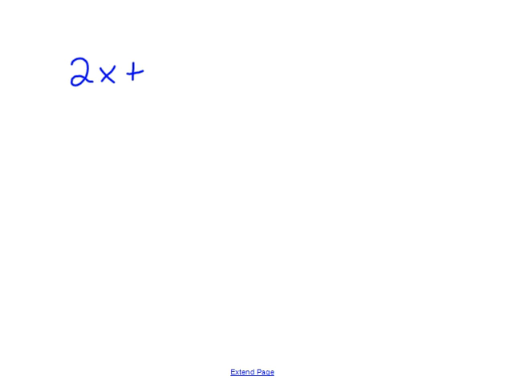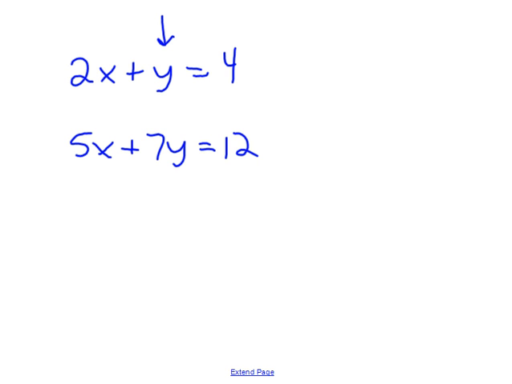This method can also be used. Let me write up another example here. 5x plus 7y equals 12. This is also a good example if one of them isn't necessarily solved for, but it has a coefficient of 1. You'll notice the y in this example has a coefficient of 1, so it would be easy to get y by itself by just subtracting 2x from both sides.